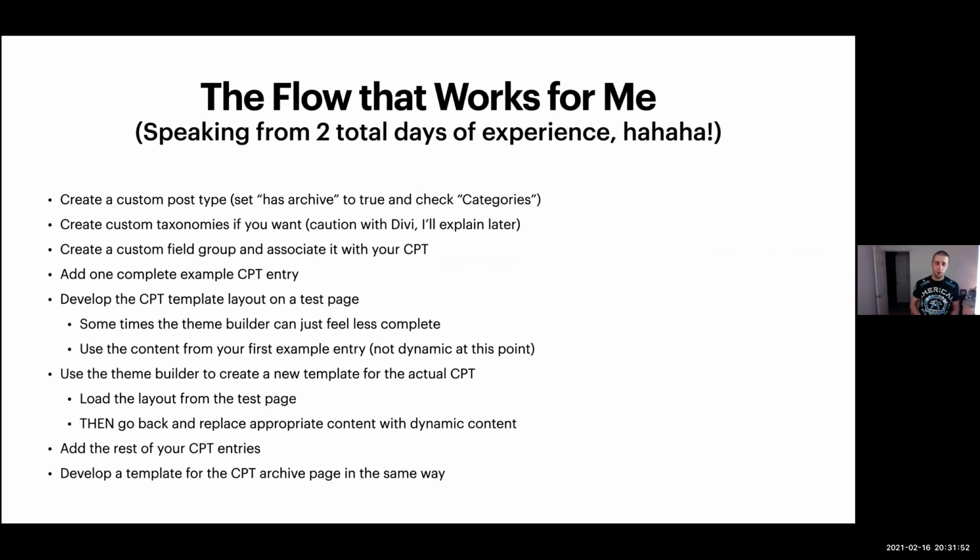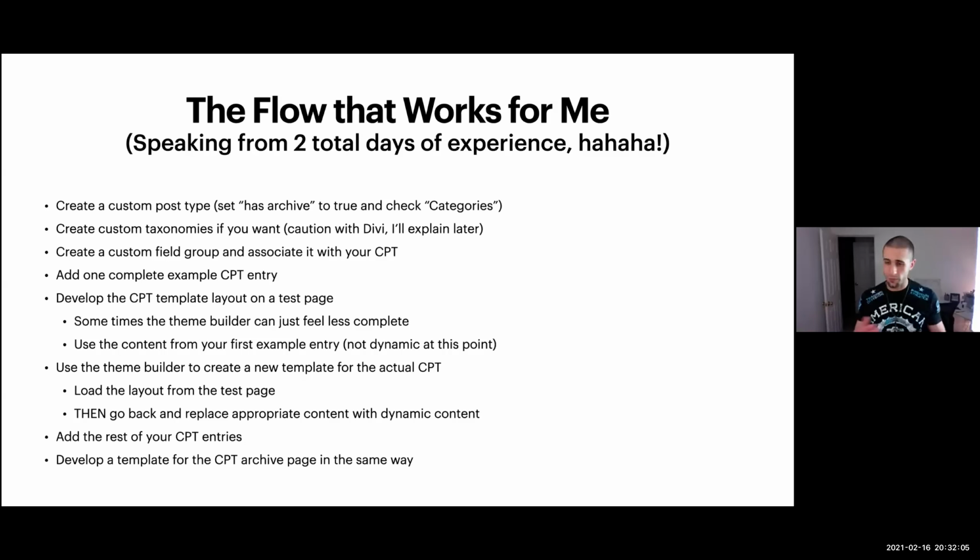So what I ended up doing was I created the custom post type for careers, created some custom taxonomies with it. There's a little caveat there with Divi. Then I created the custom field group, like the job description and the responsibilities and the pay, so on and so forth. And I said, take this custom field group and apply that to the careers post type. So those custom fields only show up on that post type. Then I added one complete entry for that custom post type.